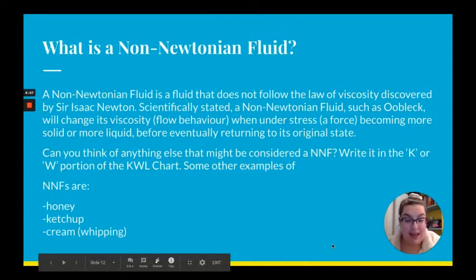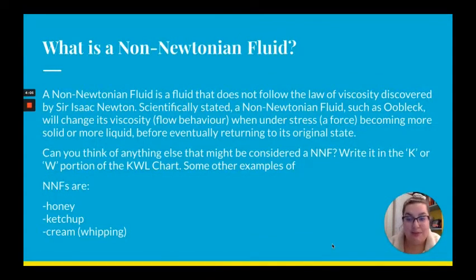So now you might be asking, what is a non-Newtonian fluid? A non-Newtonian fluid is a fluid that does not follow the law of viscosity discovered by Sir Isaac Newton. Scientifically stated, a non-Newtonian fluid, such as Oobleck, will change its viscosity, its flow behavior, when under stress, a force, becoming more solid or more liquid before eventually returning to its original state.